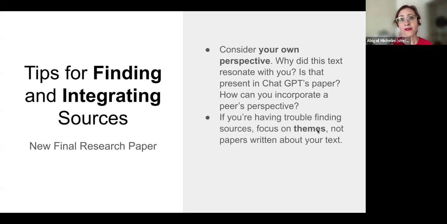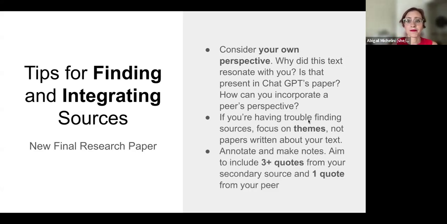If you are having trouble finding sources, focus on themes, not the text itself. So don't Google artificial intelligence in Today I Am Paul. You might not find all that much because it's such a new text that there's not that much written about it, okay? But if you are interested in Today I Am Paul, you can Google the themes in it. Beauty Contest is the same. It's a brand new short story, so focus on the theme.